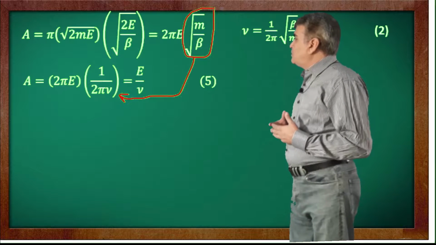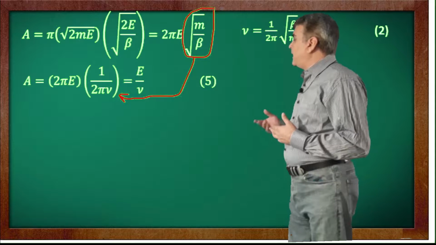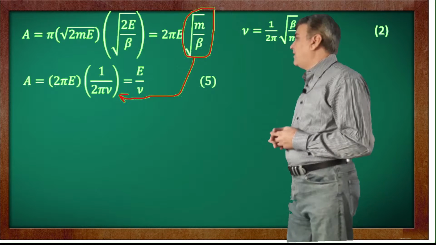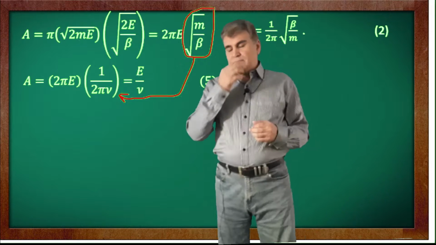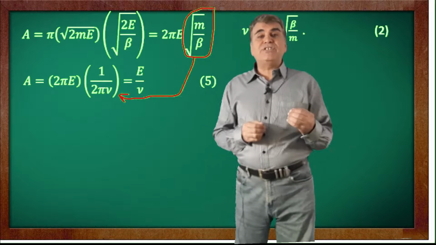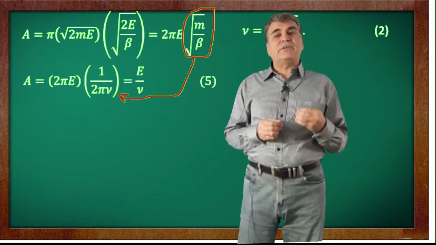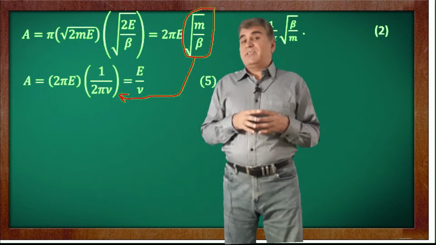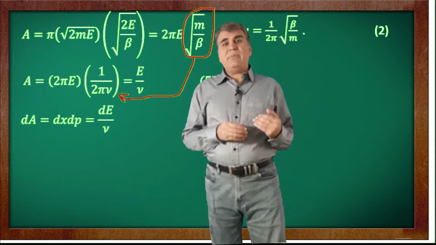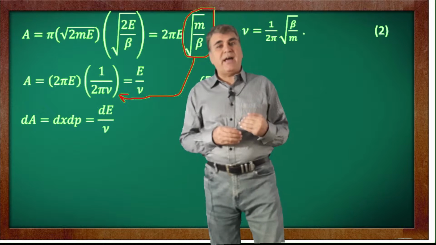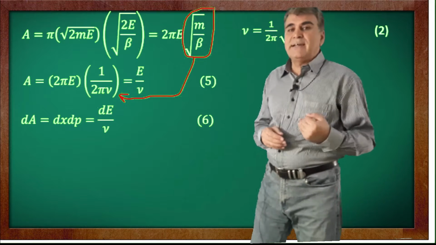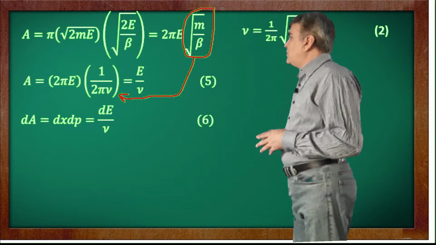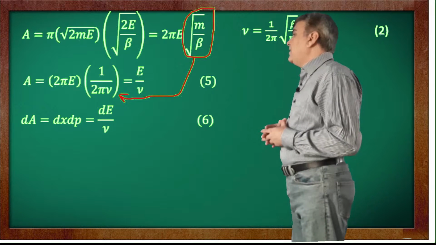A equals 2 pi E times 1 over 2 pi nu, which in fact can be expressed as the ratio of energy to frequency of the harmonic oscillator. Now, both frequency and energy of the radiation are directly measurable quantities. Therefore, the area A can be measured using equation 5. The differential area of a strip between two neighboring ellipses can be obtained by differentiating equation 5, which leads to dA equals dx times dp equals differential energy divided by frequency nu.